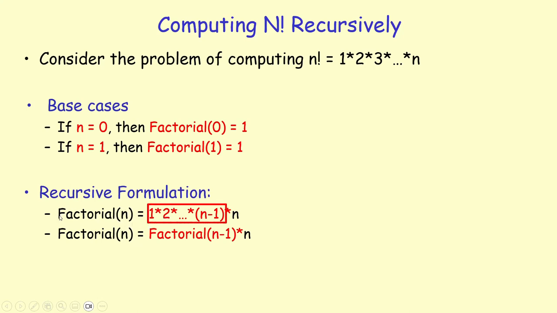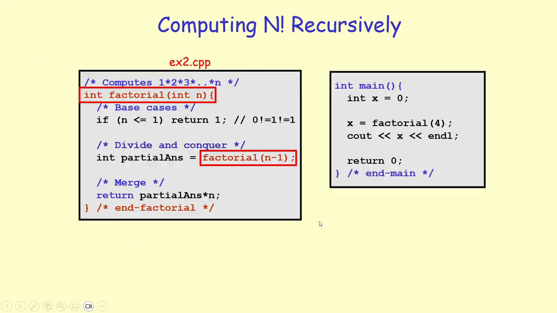So the original problem structure is 1 times 2 times n minus 1 times n. The structure of the subproblem is 1 times 2 times up until n minus 1. So it's the same problem, but that has a smaller scale. That means I can recursively compute n minus 1 factorial and just multiply it with n to compute the result for the original problem. Here is the recursive function for it.